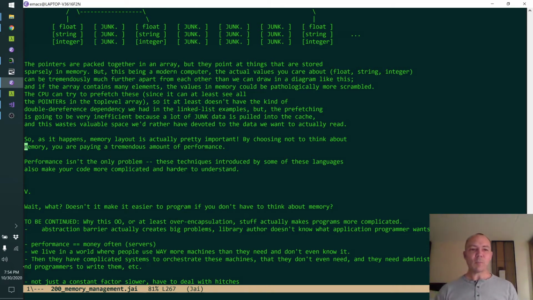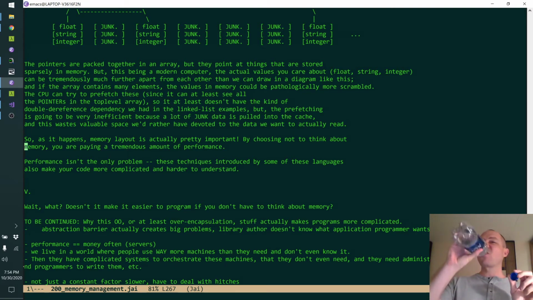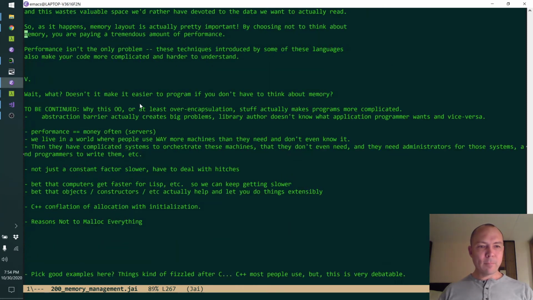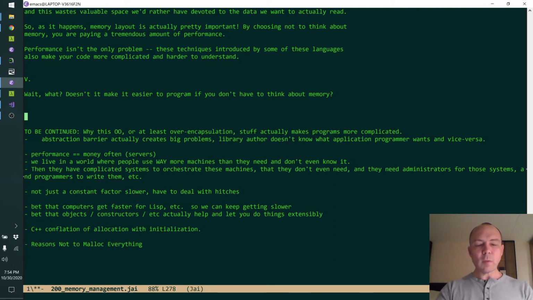Anyway, we haven't got to the bottom of the file. We're just talking about how it's inefficient to seek around in memory. Okay, so then I'm coming to the point. It's not just about performance, we said. It actually also makes your code more complicated and harder to understand. Okay, and this is where we left off. So we get to write new things now.